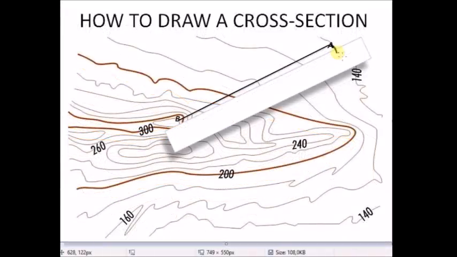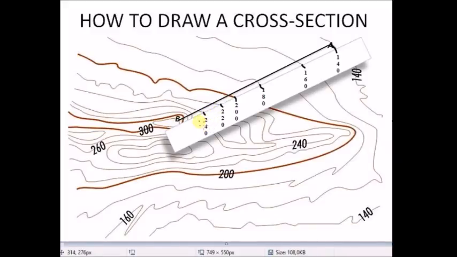Now that we have aligned our piece of paper with our straight line from point B to point A, we are going to mark off the points which touch our line. For example, we are starting with the contour line from point A, which is 140 meters above sea level. Then we write down its height above sea level. Then we mark off the following contour line, which is 160. Then we do the same for the following ones. We mark it off, then write its height above sea level.